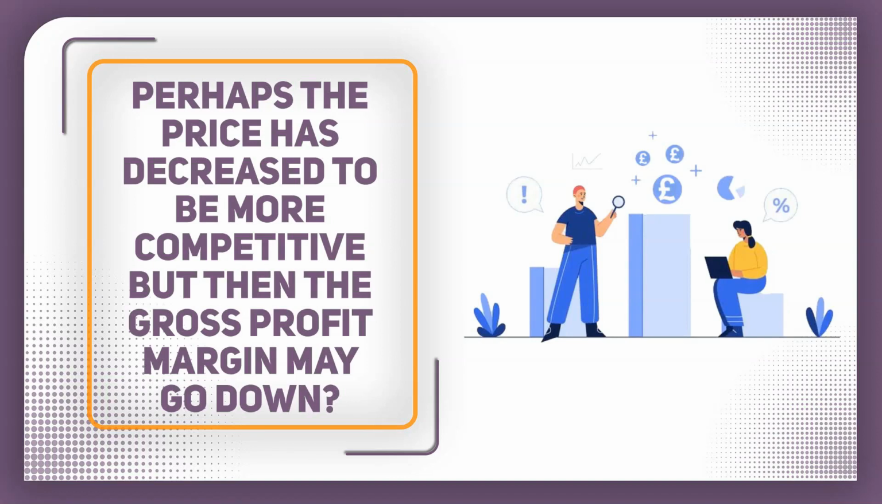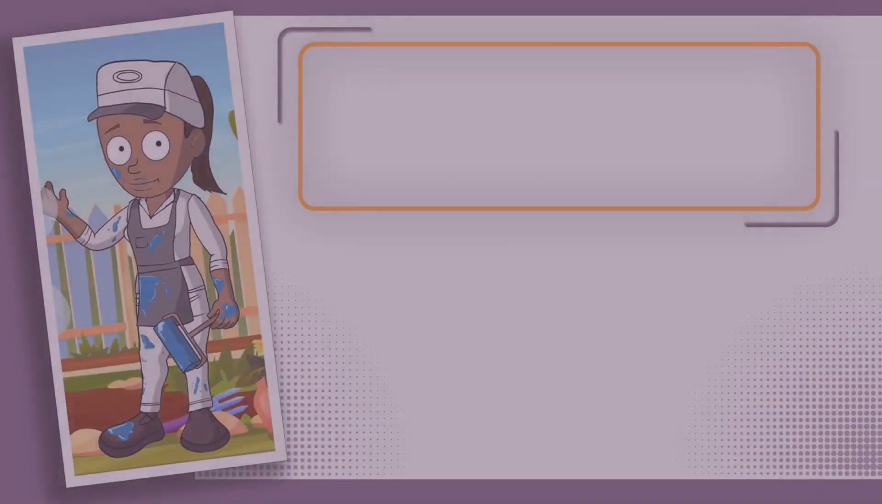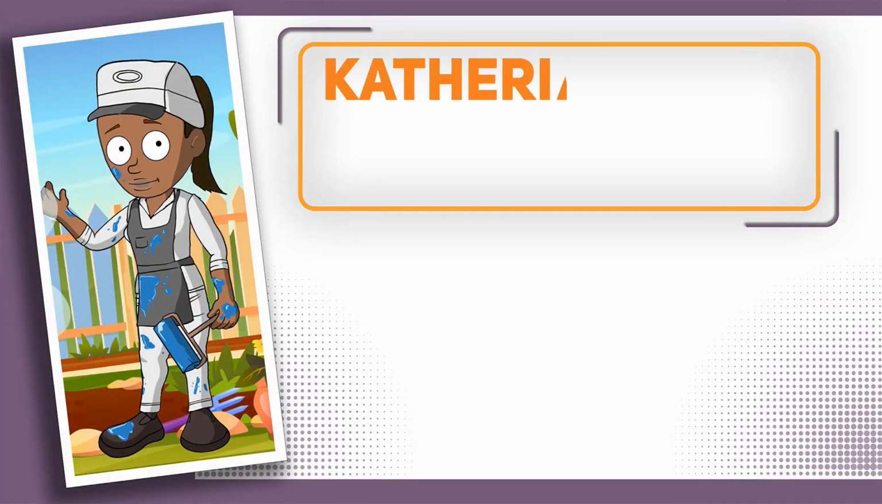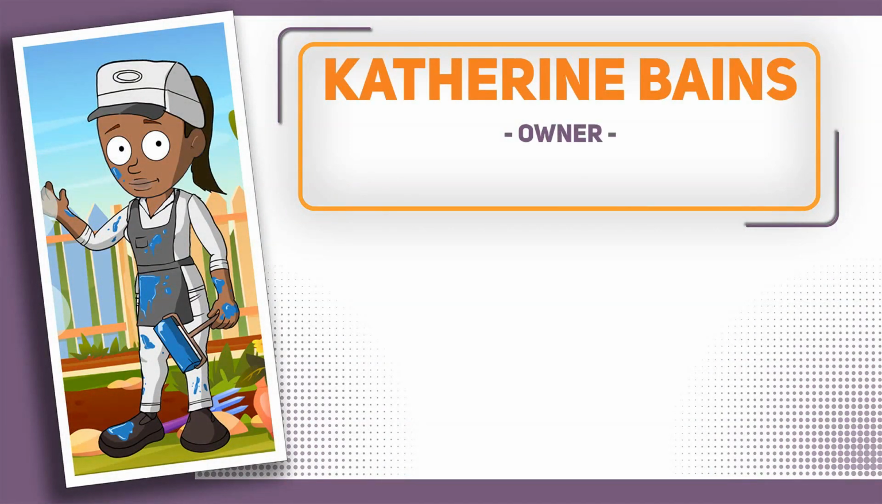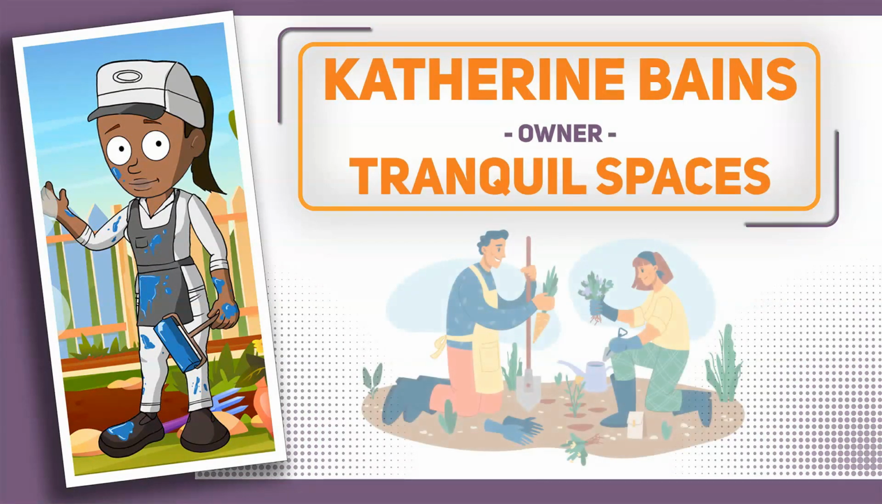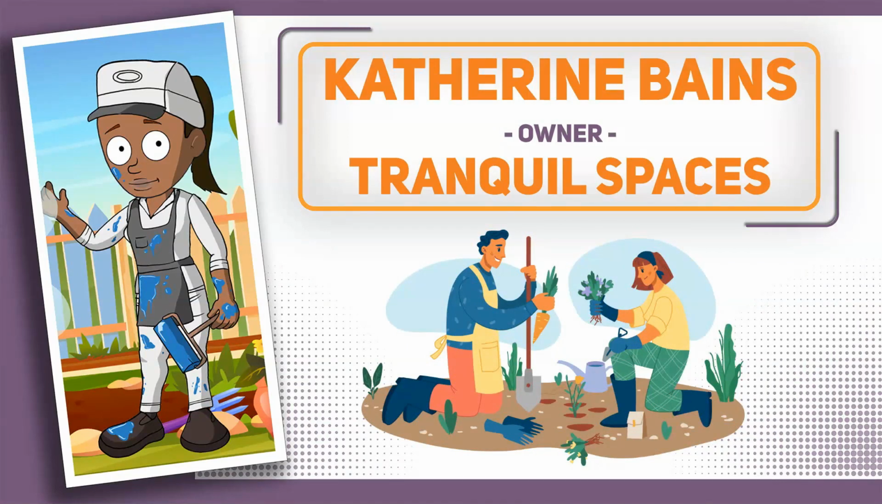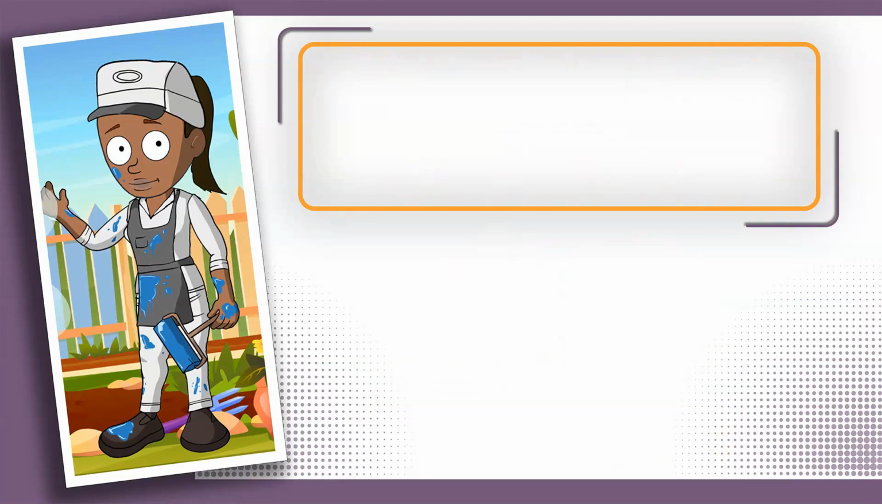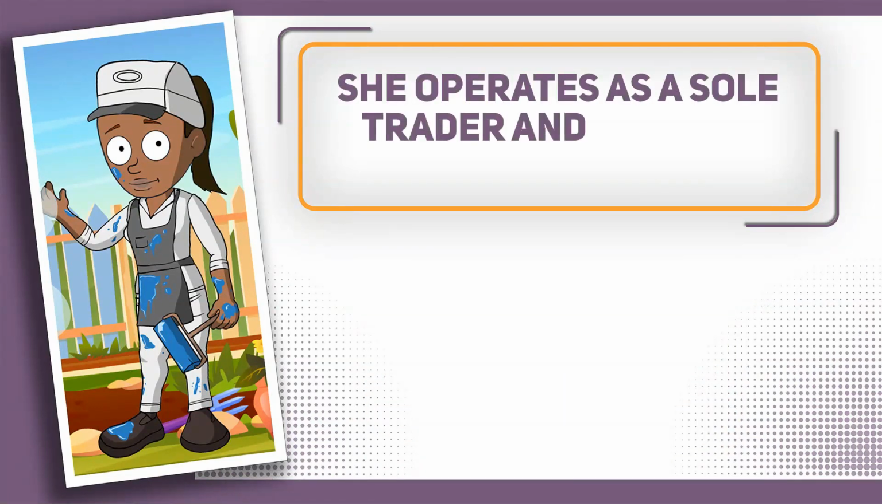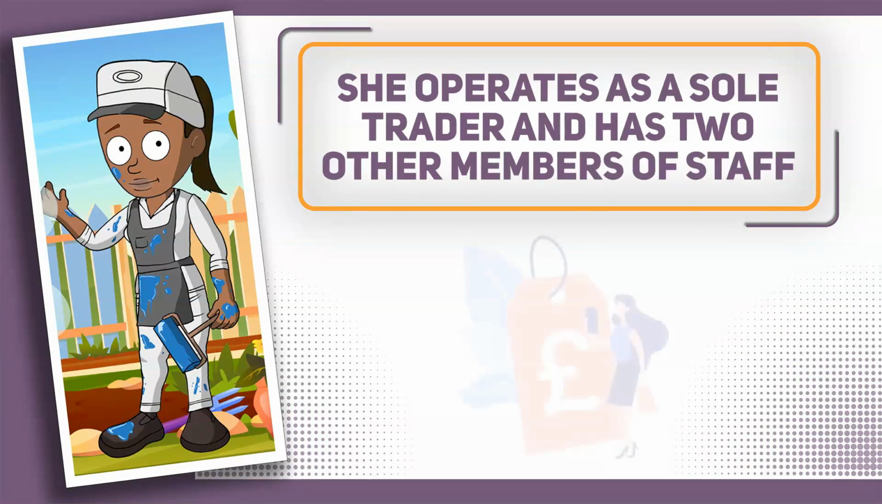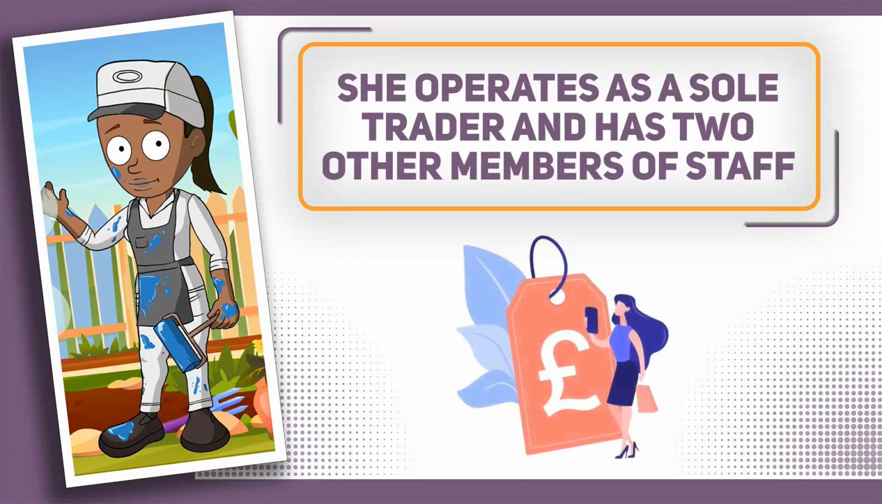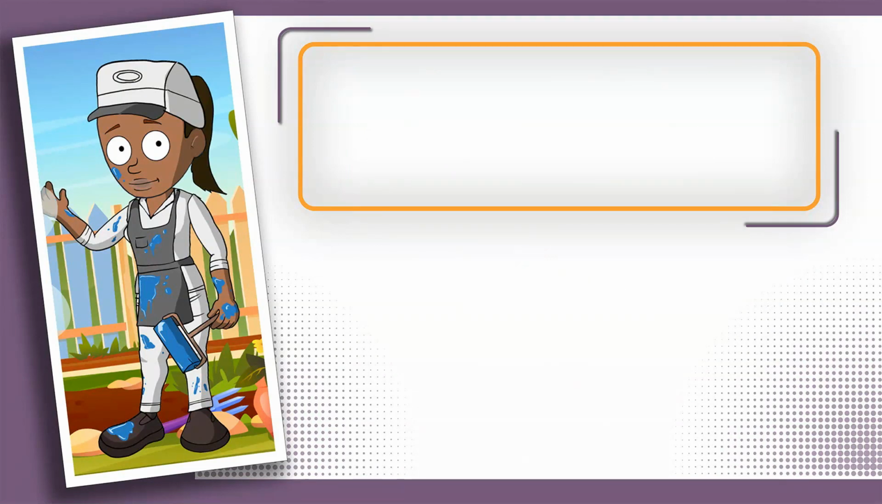Now, to understand in a little more detail, let's introduce this video's main example. This is Catherine Baines, the owner and founder of a business called Tranquil Spaces. Catherine started a successful landscape gardening business after leaving university with a business management degree over 3 years ago. She operates as a sole trader and she has 2 other members of staff. They have a small lock-up office that they operate from, which is rented, and the business continues to grow.